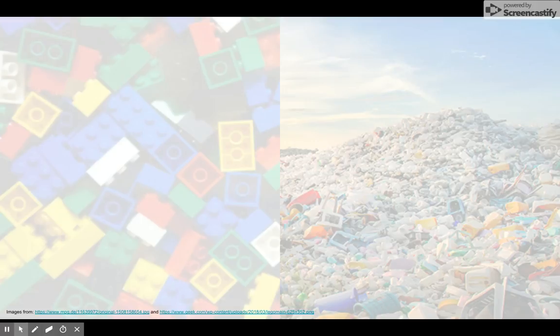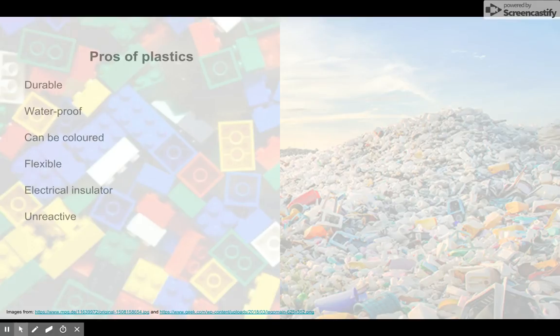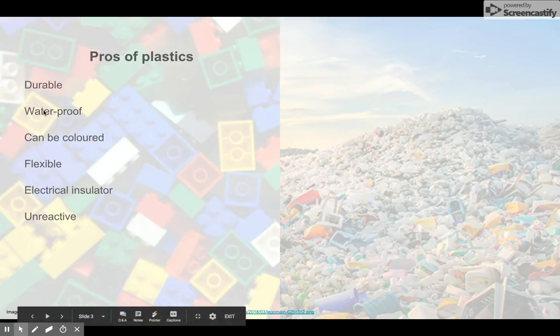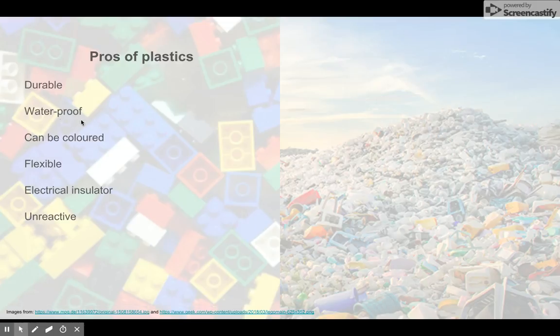So the pros and cons of plastics that I've got. Here we go. Pros of plastics, I've put durable. They last a long time. They're waterproof, so that means that they can be used outside in the rain, in swimming pools. They can be coloured, so they're great for children's toys. You can highlight differences in the materials by colour.